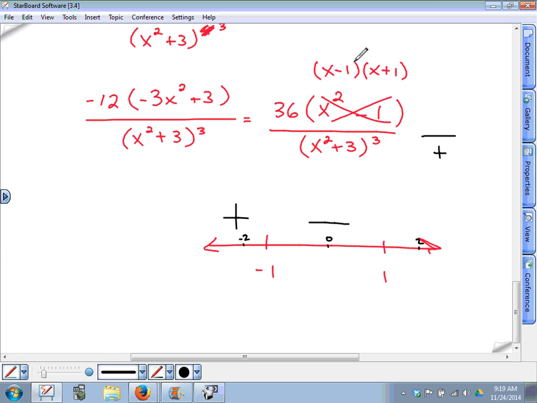What about a positive 2? It's a positive over a positive, so we get a positive. Positive, negative, positive. Okay.